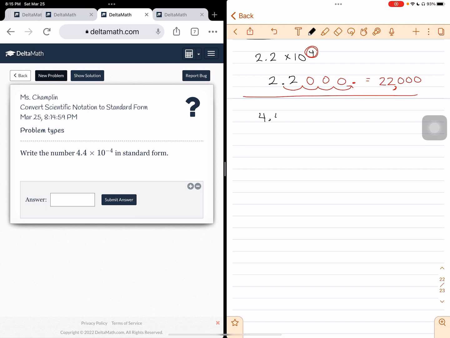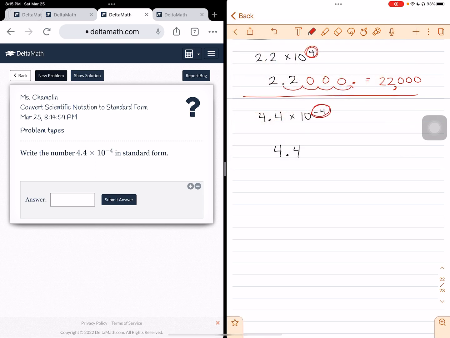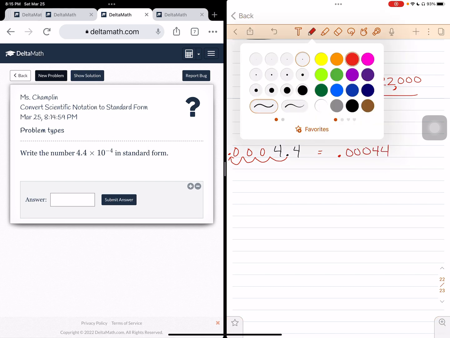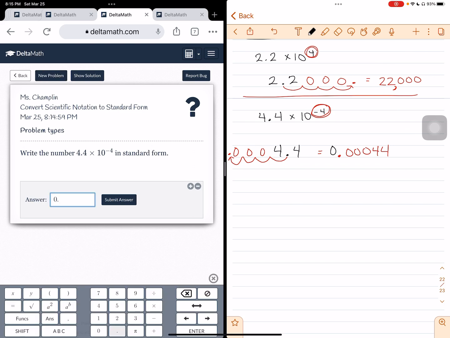So 4.4, I'll leave that there just in case. So here we have 4.4 times 10 to the negative fourth power. So again, you still want to write out your number, but the negative fourth power is telling me to move your decimal to the left 4 places. So I'm going to go 1, 2, 3, 4. And every single jump, I'm going to add in a 0. So this would be equal to 0.00044. I always like to add a 0 out in front just so that you don't miss that decimal. So this would be 0.00044.